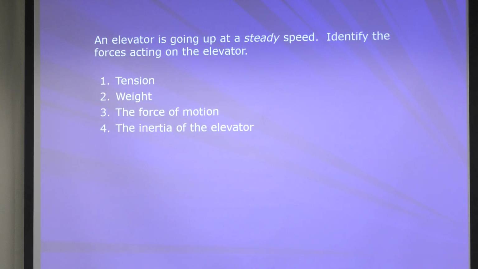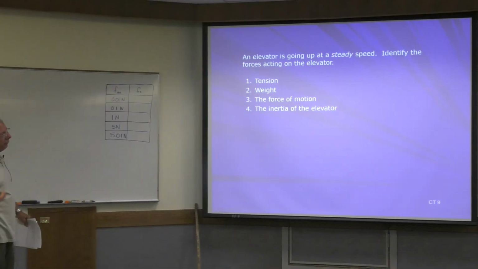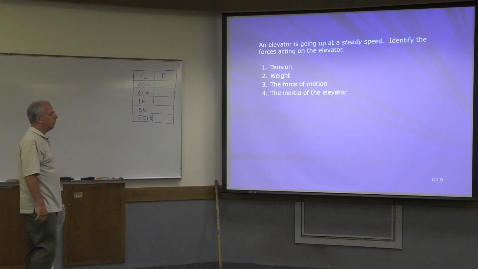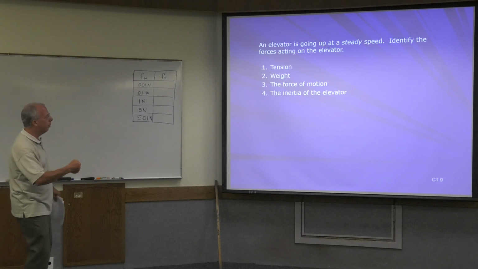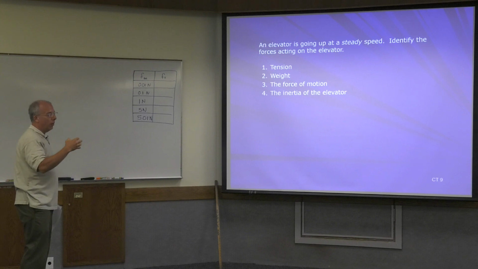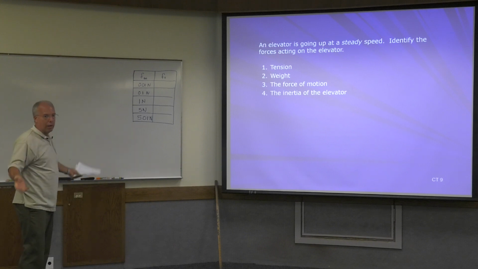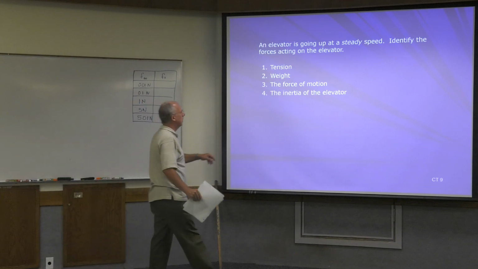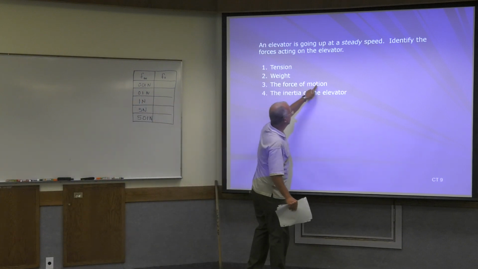Okay, so this is like the precursor to drawing these force diagrams. You have to first identify what the object is, which is sort of obvious, it's the elevator. And then you have to identify the forces acting on the object. So what are the forces acting on it? Well, there's something pulling it up, so that's tension, right? Earth is pulling down on it. Earth always pulls down on things that have a mass, so there's the weight. Now what is this? The force of motion. What is that?